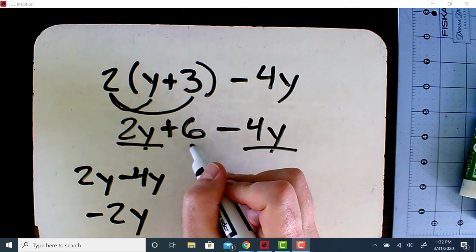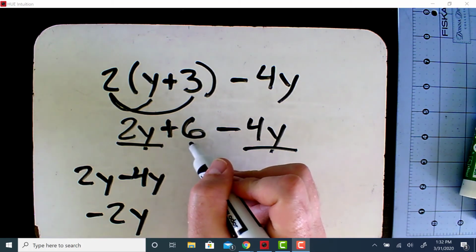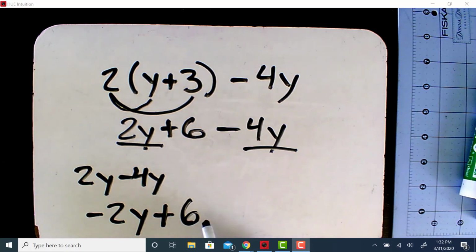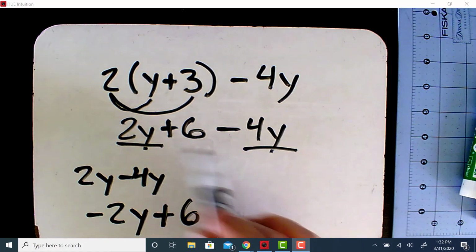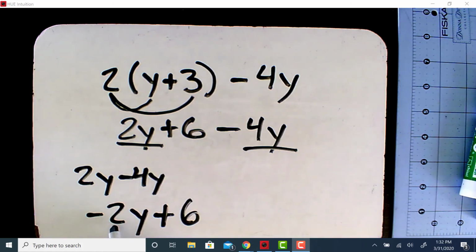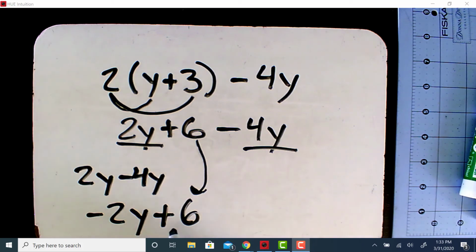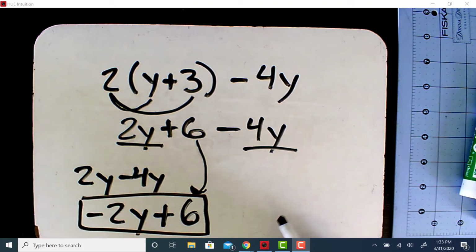Now notice that the 6 doesn't have any terms to combine with. It's just by itself. So if it's left over, I'm just going to put it on the end of my expression. It stays there because I didn't do anything to it. After I combine my y's, I got negative 2y, and I still have the plus 6, so it's coming down here and being put on the end. So my final expression is going to be negative 2y plus 6.